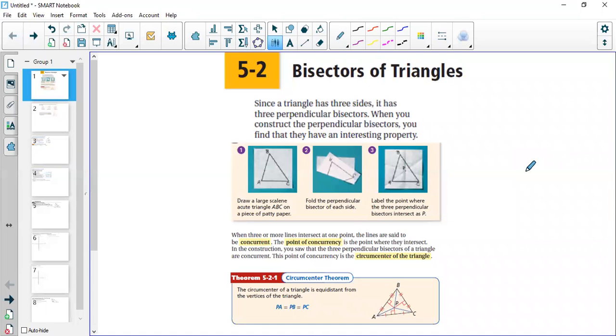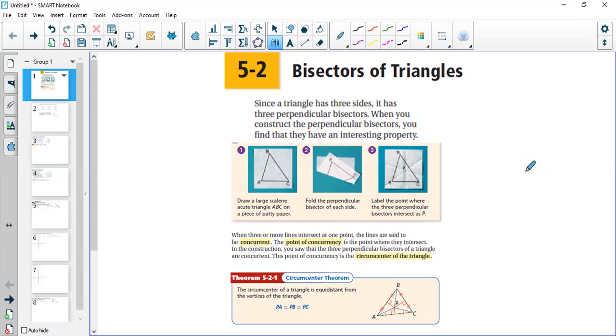Hi to all. In this video, we'll be discussing chapter 5, lesson 2, which is about bisectors of triangles. Now, in the previous video, we did learn about angle bisectors and about perpendicular bisectors. So, in this lesson, we'll be learning about bisectors of triangles as complete triangles.